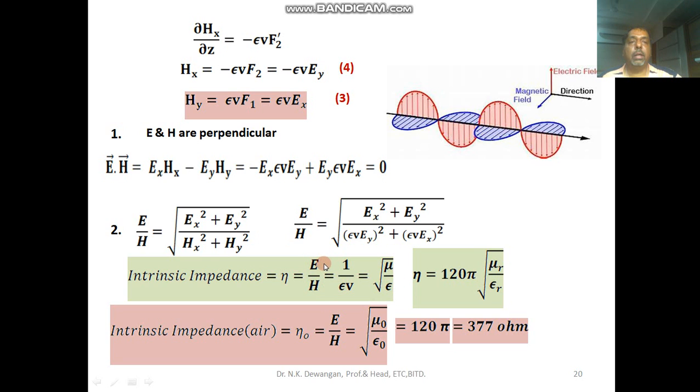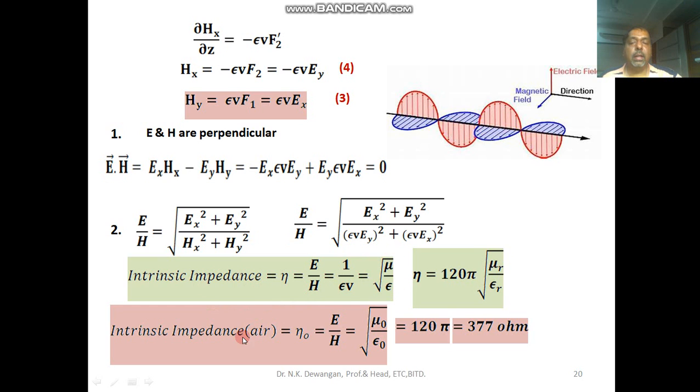E is in volt per meter and H is in ampere per meter. So we will get the units of volt per ampere, volt divided by ampere. That is nothing but impedance, in ohm. So we call it the intrinsic impedance of the medium, the intrinsic impedance of a lossless dielectric, that is equal to this quantity.